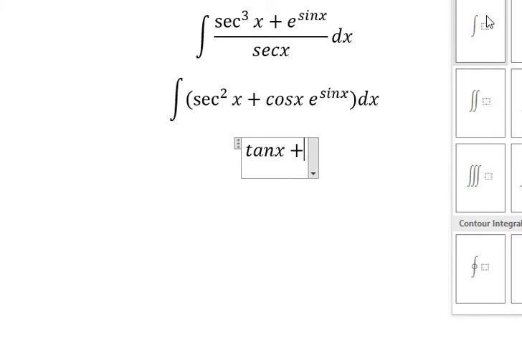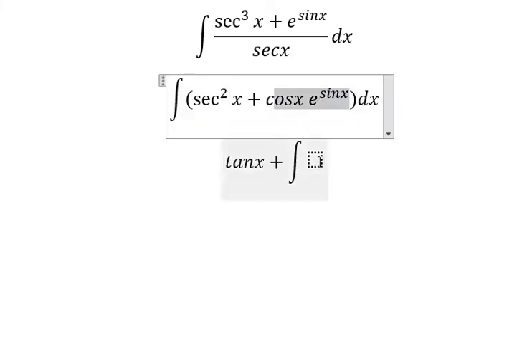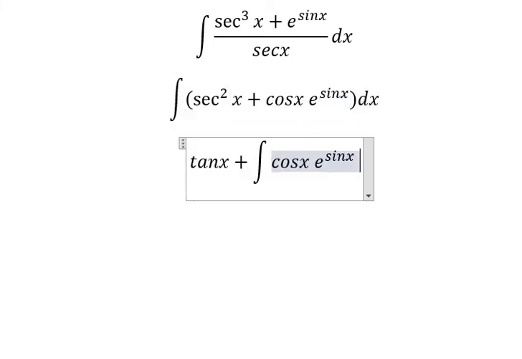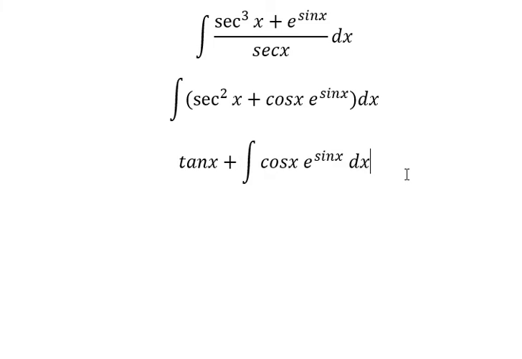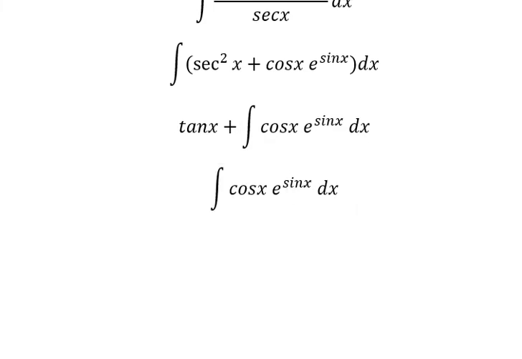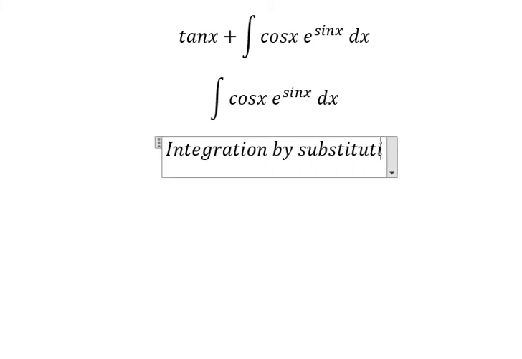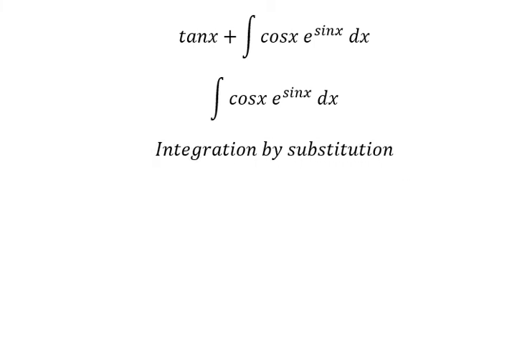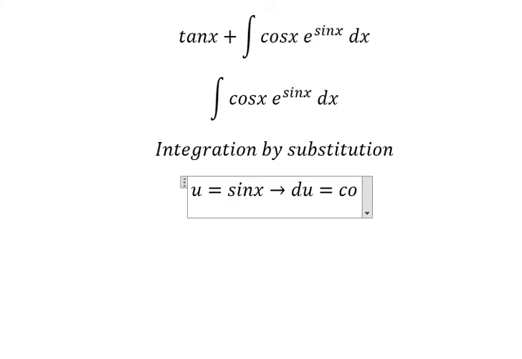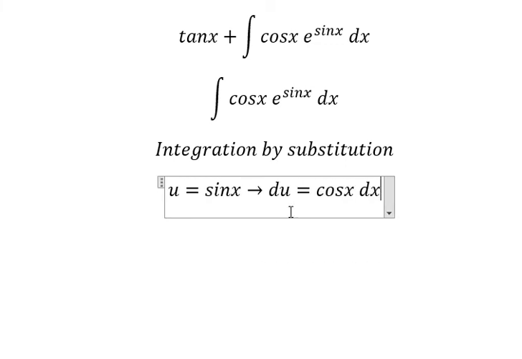Now we just concentrate on this one only. So we can use integration by substitution. I need to put u equal to sine s. Then we take the first derivative of both sides, and we have cosine s ds.